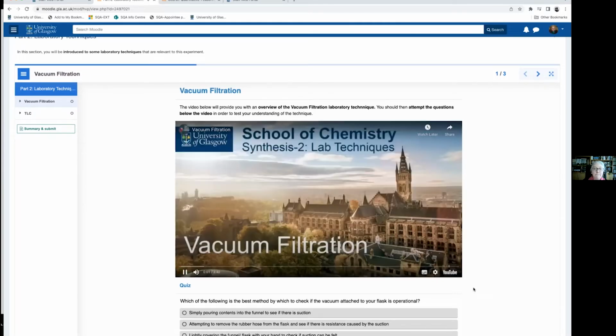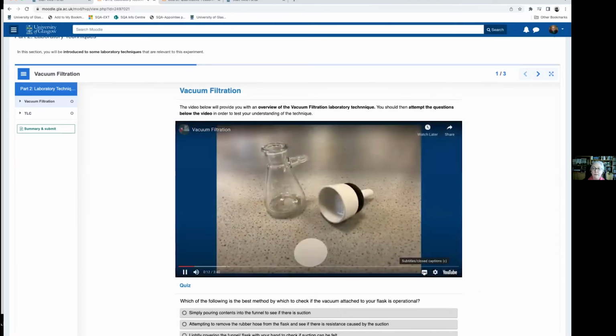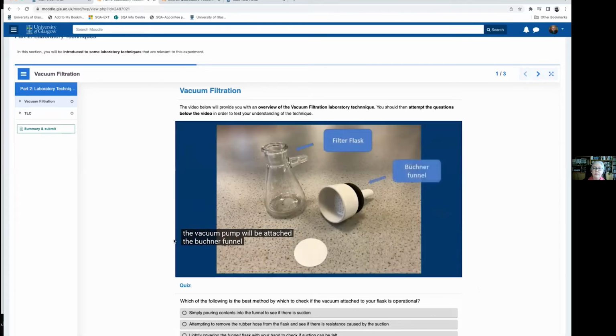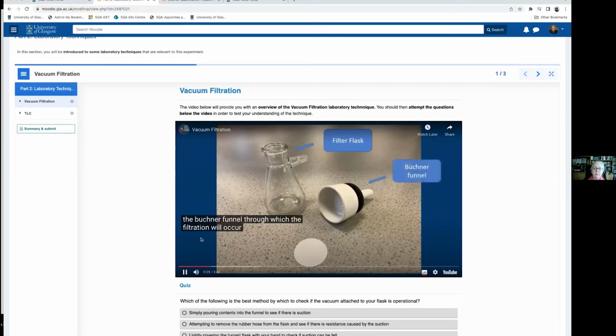Hello and welcome to Synthesis 2 Laboratory Techniques. In this video, we're going to be taking a look at vacuum filtration and how it can be used to wash and dry your product. So to start, we'll have a look at the equipment required to perform a vacuum filtration. We have the filter flask, through which the vacuum pump will be attached, the Buchner funnel, through which the filtration will occur, and the filter paper, which prevents solid from passing through the funnel.